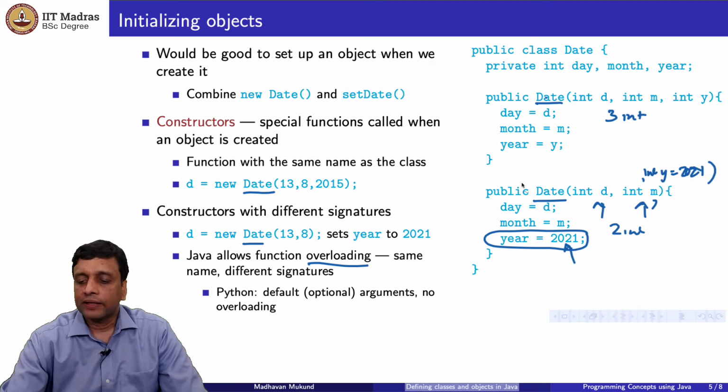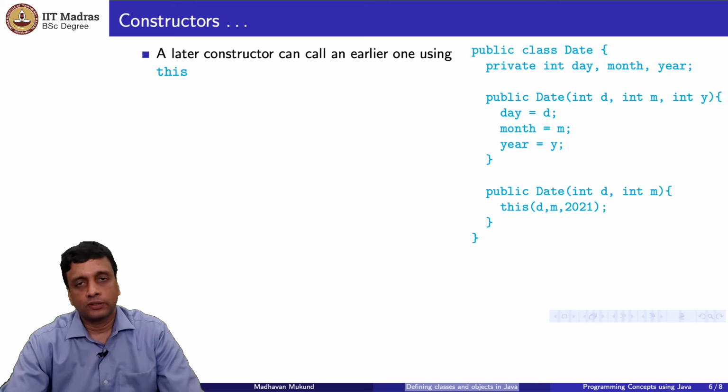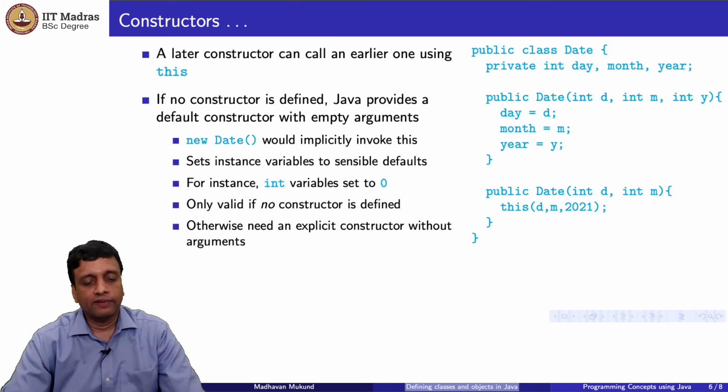Now notice that except for setting year to 2021, right? So this is very similar to that. So in a sense, the second constructor is a special case of the first constructor where the year is set to a fixed value. So this can be actually reused in Java. So what you can do in Java is you can make the second constructor reuse the first constructor by passing the d and the m that you get from outside and passing 2021 as the value, right?